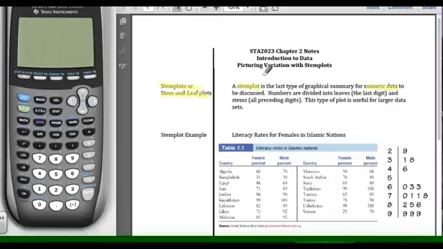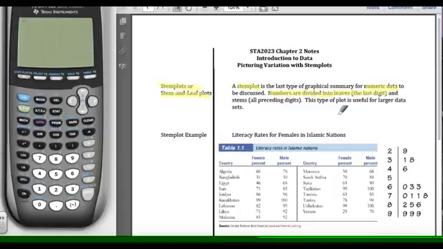In a stem plot, the numbers from the numeric data are divided into leaves, which is just the last digit, and the stems, all the preceding digits. This type of plot, just like the histogram, is useful for larger data sets. We group them together into bins with the stem, like we did with our histograms.